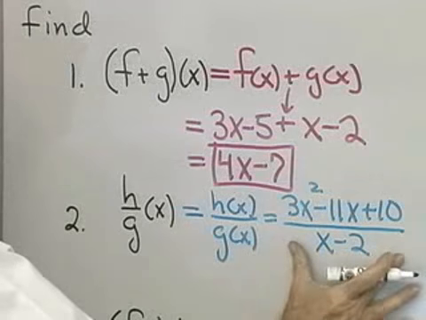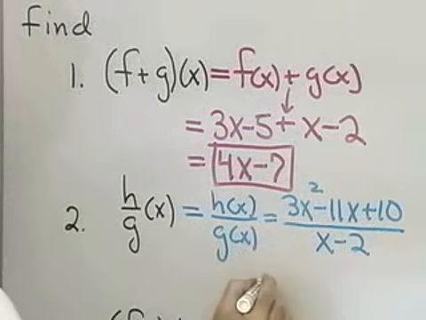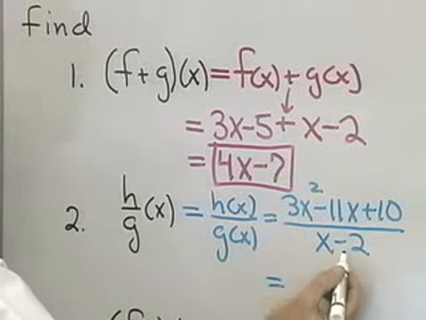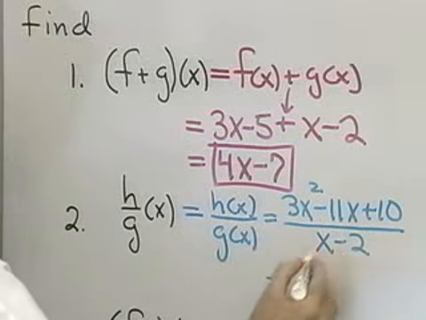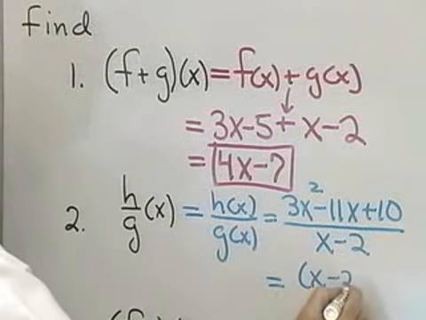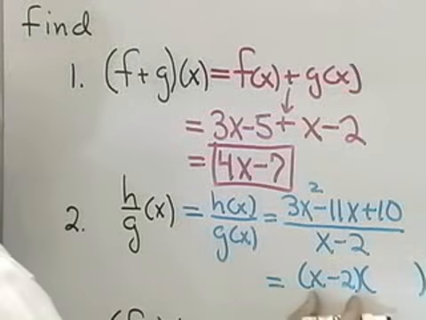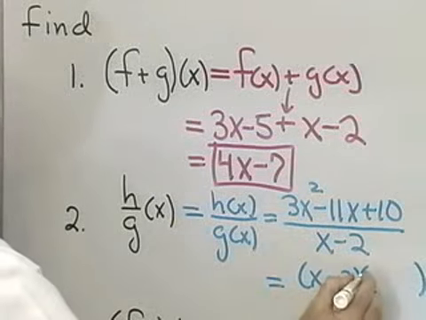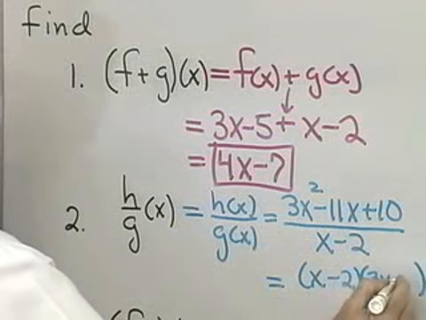So here's my new function. I want to just see if I can simplify it a little bit. Let's take a look and see. It would only matter if there was a factor of x minus 2 in the numerator. So let's see if that numerator factors. X minus 2 times, what would it be, 3x minus 5.